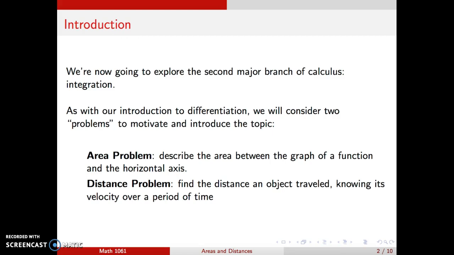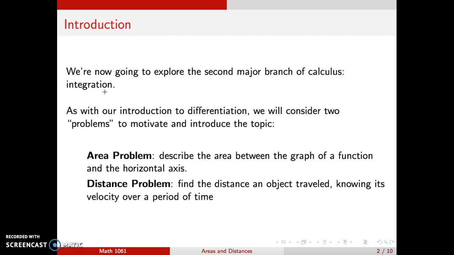Having said all that, now we read it on the slide, of course. So I'm going to explore the second major branch of calculus, integral calculus, studying the main process going on there, which is integration. As with our introduction to differentiation, we're going to consider two problems, and these are going to motivate and introduce the topic, as we say here.